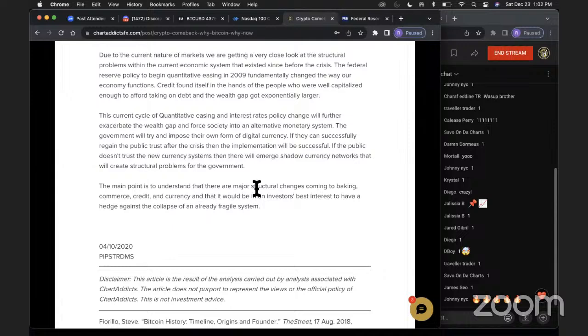So the main point is to understand that there are major structural changes coming to banking, commerce, credit, and currency, and it's going to be in investors' best interest to have a hedge against the collapse of the dollar.